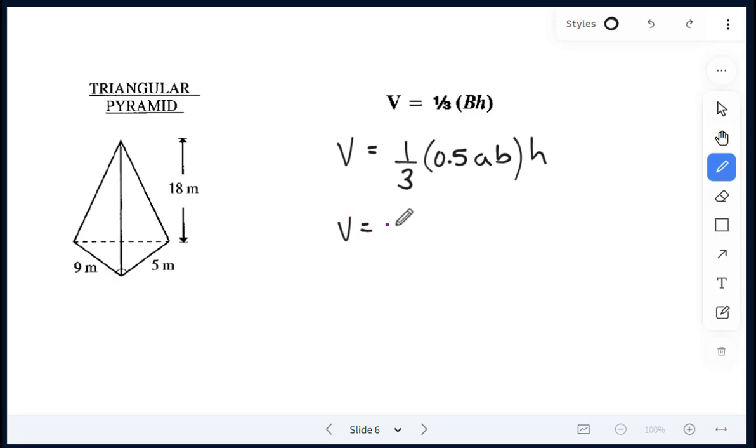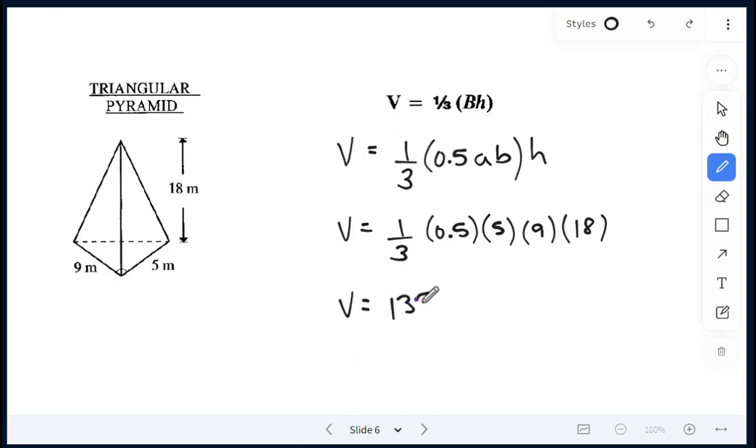All right, now we can go ahead and substitute in our values. So 1/3 times 0.5 times the altitude, which is 5, times the base, which is 9, and then times the height, which is 18. All right, so don't forget that 0.5, don't forget that 1/3 when you're putting it into your calculator. I'll give you guys a moment to try that. So the volume for this, when we put it all into the calculator, you should end up with 135 meters cubed.